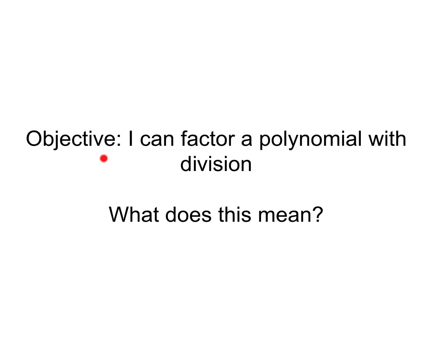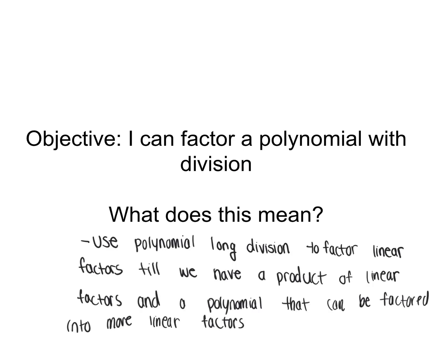So the objective is I can factor a polynomial with division. So what does this mean? The idea is that you're going to use long division or synthetic division to factor out linear factors till we have a product of linear factors and a polynomial that can also be factored into linear factors. And then our end result is a product of linear factors.